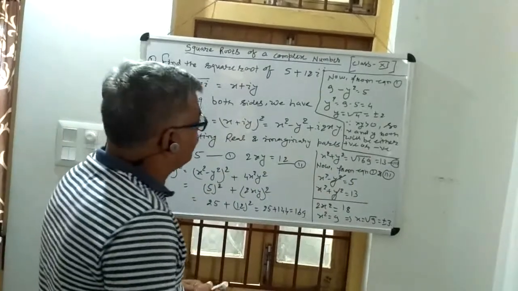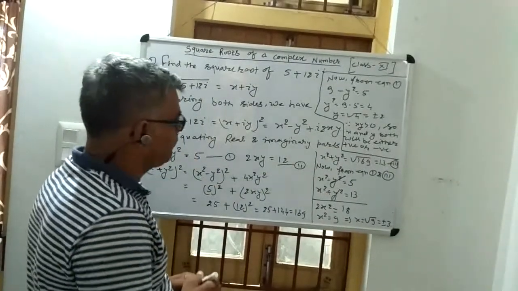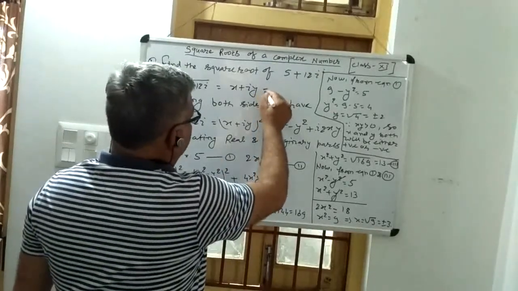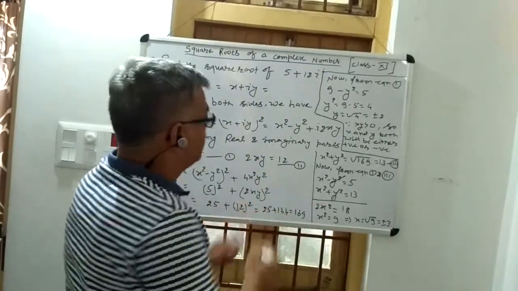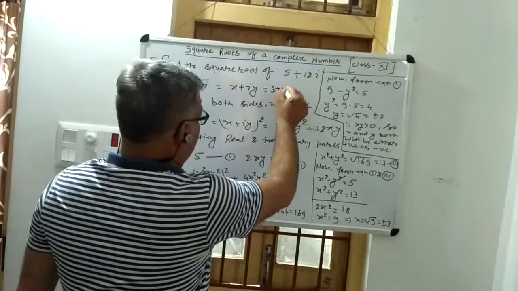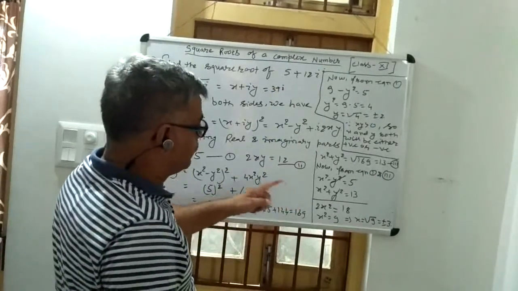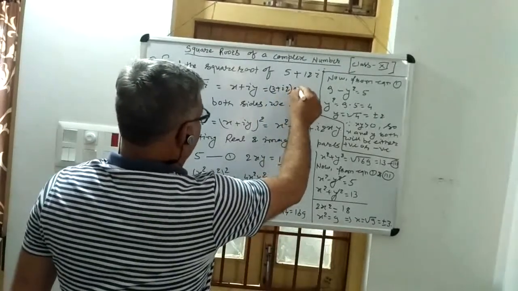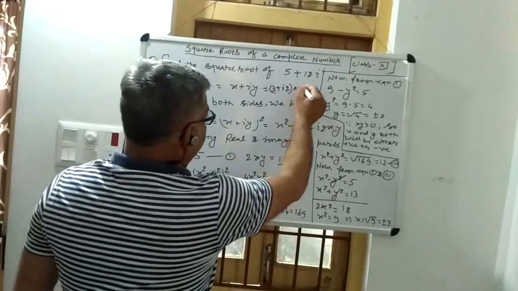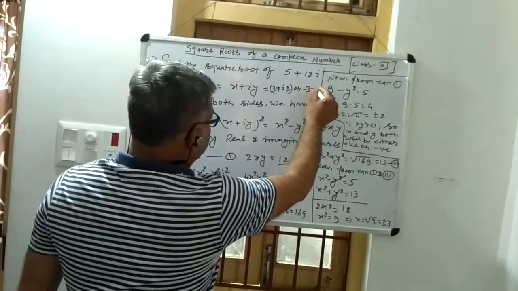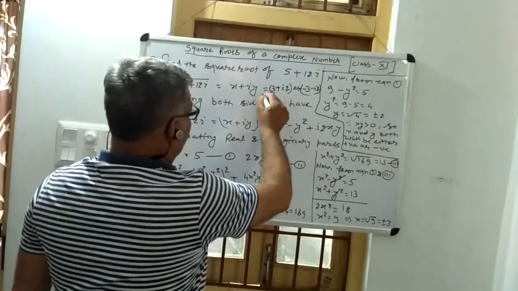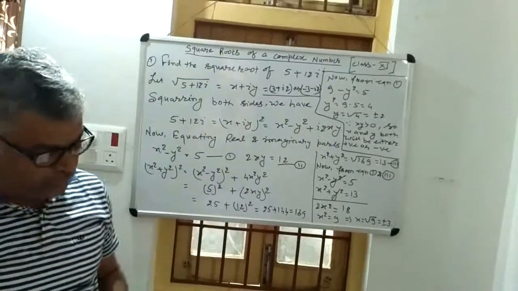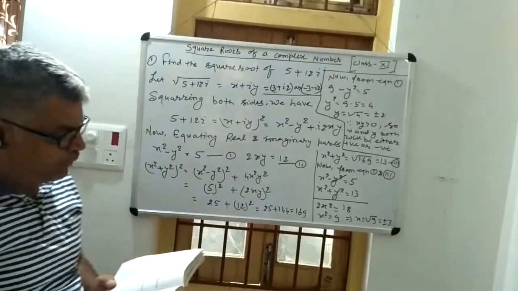So we got the square root of this number: the value of x plus iy is 3 plus 2i, or when you take the negative values, it will be minus 3 minus 2i. These are the square roots of this number. So in this way, you can find the square root of any complex number.